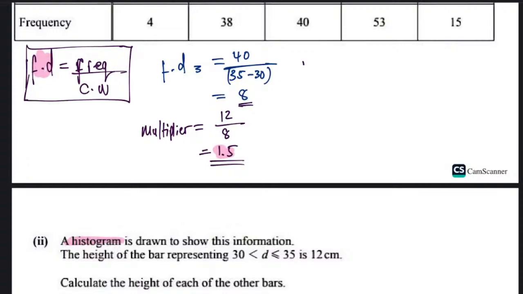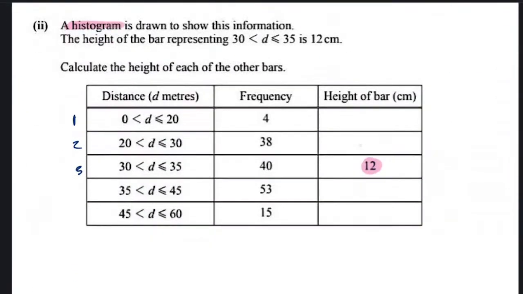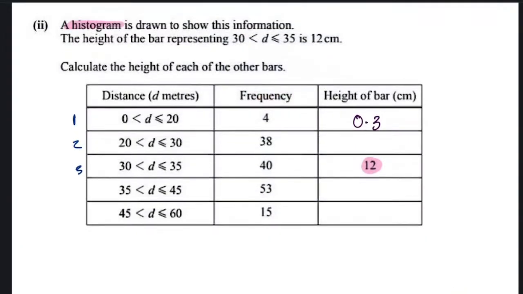So, okay, let's do it for the first one now. What is the frequency? 4. So it's going to be 4 over, what is the class width? 20 minus 0, which is 4 over 20. And what is that going to be? 4 divided by 20, we get 0.2. Now we say the height for the first one: your multiplier is 1.5, so it'll be 0.2 times 1.5. What's that? You get 0.3. So the height for the first one is 0.3 centimeters. Wow, really? Yep. You write 0.3 here, and you're doing well. So it's a notorious question. It's a naughty question. You must always know how to do it.